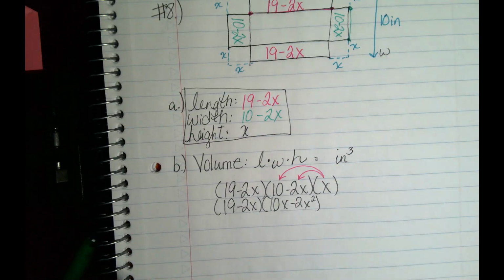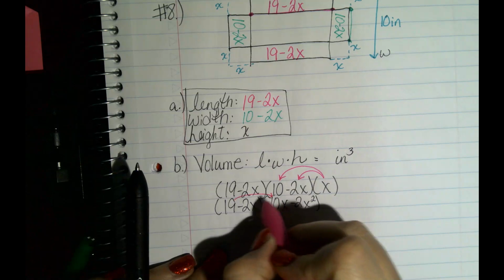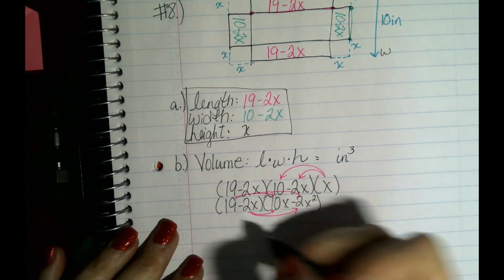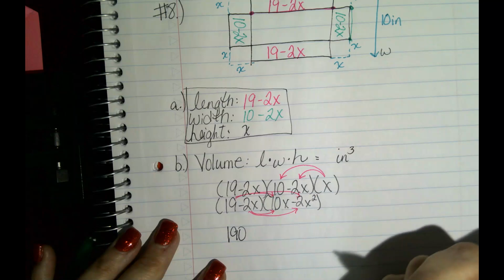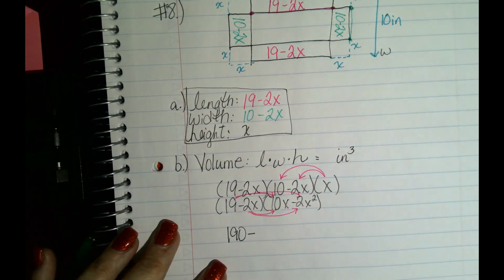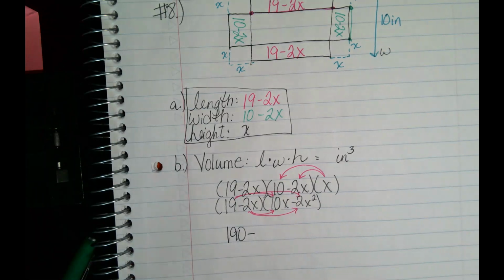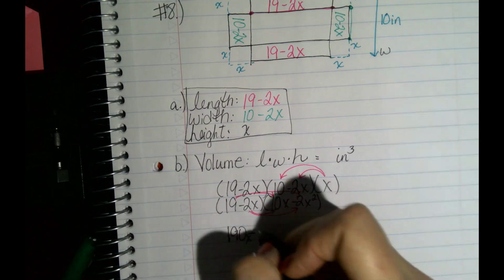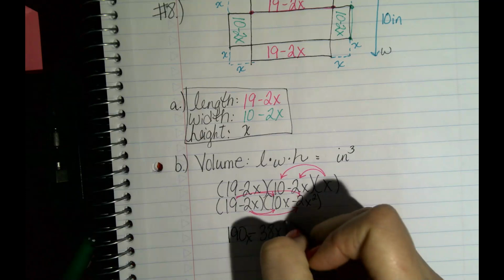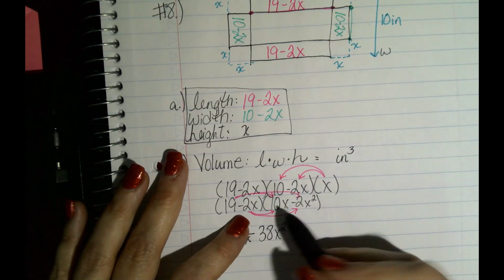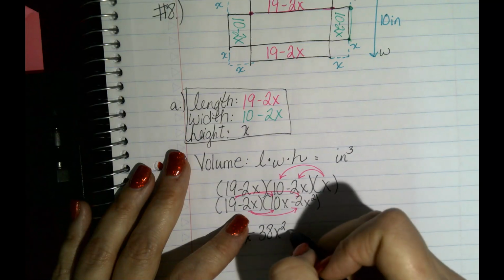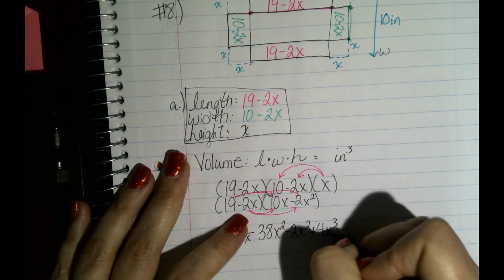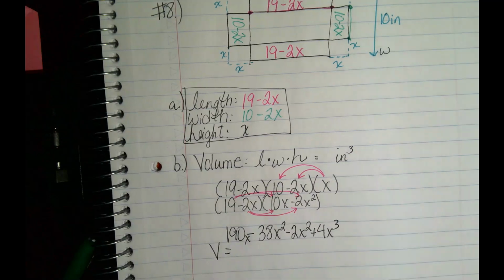Okay. And then it's over, under. So I get 190. 19 times 10x, oh, forgot my x. And then 19 times negative 2 is negative 38x squared. And then negative 2x times 10x is negative 20x squared plus 4x to the third power. Now I will go ahead and change that to standard form.